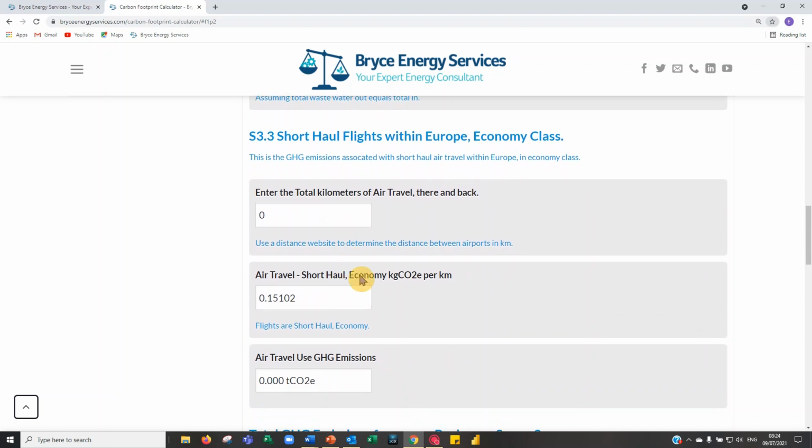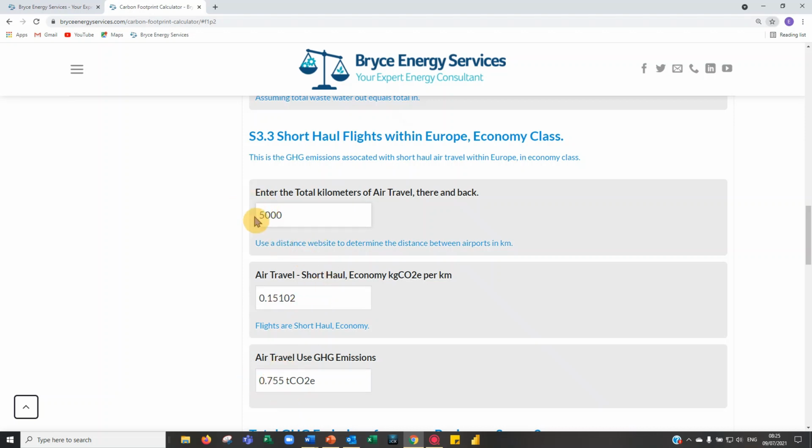I've added short haul flights within Europe, so enter the total kilometers there and back again. If you're undertaking short haul business travel, most business travel these days is in economy, but it's a slightly higher rate for business class. Let's assume 5,000 kilometers, probably a couple of flights, London to Berlin or something like that. This is the distance between the airports, and for air travel short haul, 5,000 kilometers is 0.7.